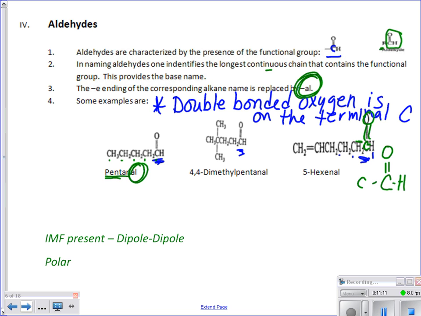The IMF that's present is a dipole-dipole force because, again, we do have a polar molecule. In this case, you see it's always going to be on one end. You always end up seeing that you've got this oxygen here on one end of your molecule, which has a much greater share of those electrons. Therefore, it's going to be more negatively charged. But that oxygen is not bonded to hydrogen. Therefore, there are no hydrogen bonds. It's only a dipole-dipole force, which makes it a polar molecule.